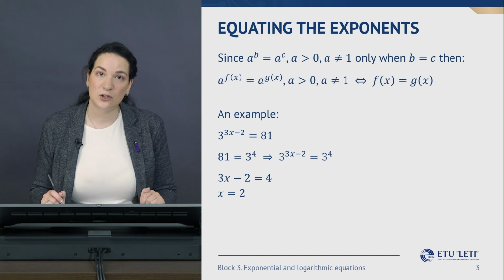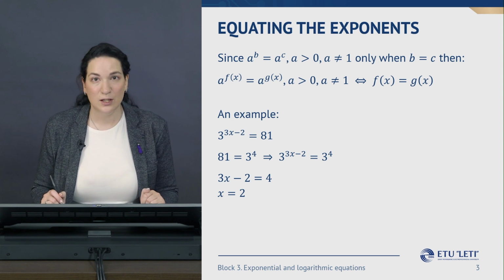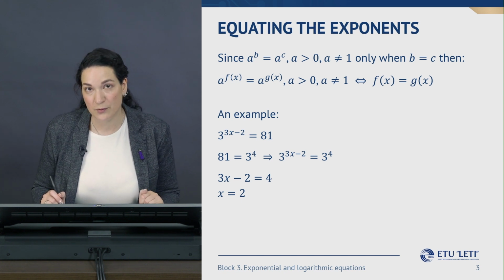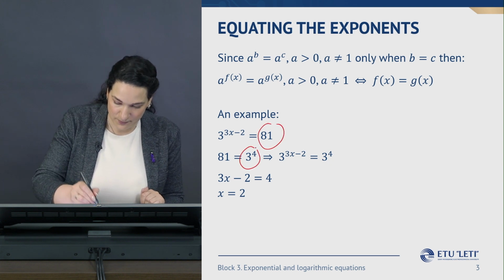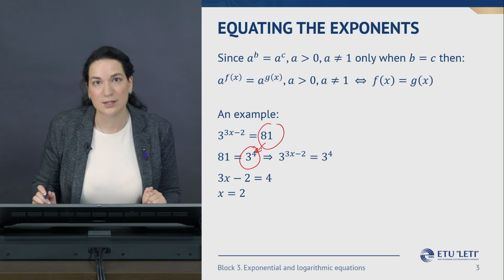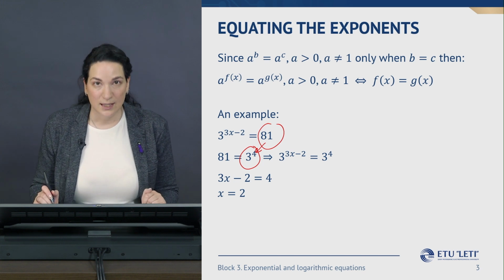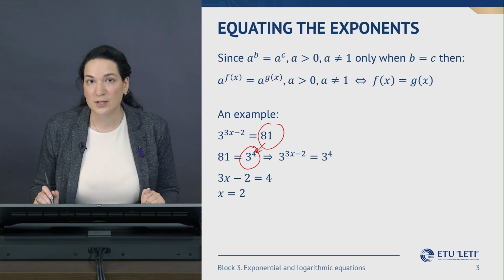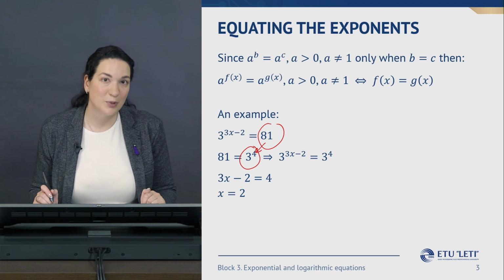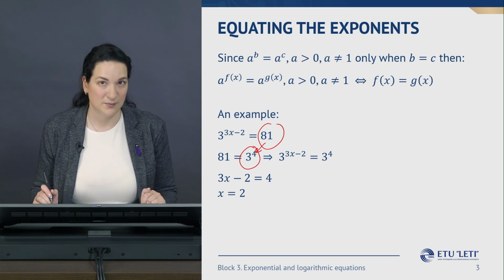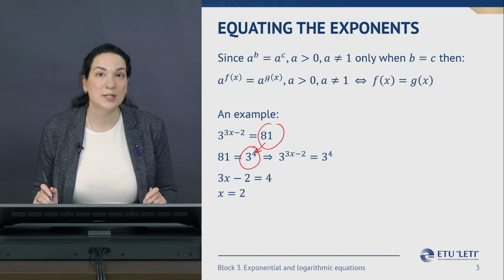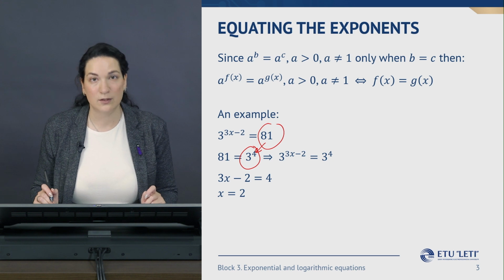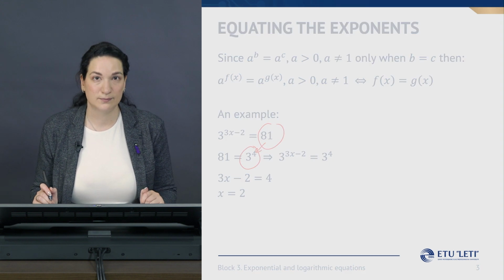Consider the following equation as an example. 81 is the fourth power of 3. So the equation can be transformed in such a way that both sides include powers with the same base of 3. Then the exponents can be equated, thus forming a new, simpler linear equation. This one is solved to find the unique root.